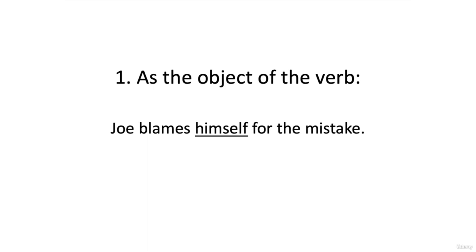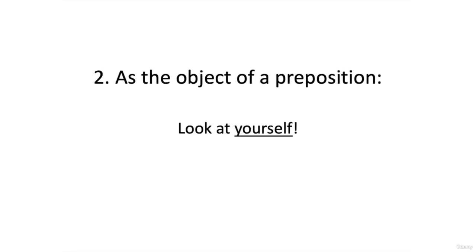Reflexive pronouns can be used in a sentence in different ways. It can be used as the object of a verb. For example, Joe blames himself for the mistake. Who does Joe blame? Himself. He is both the subject and the object. Reflexive pronouns can also be used as the object of a preposition. Look at yourself. At is a preposition. Yourself is the reflexive pronoun.